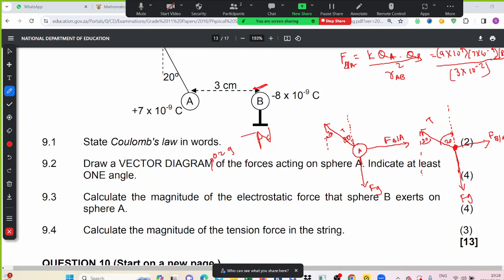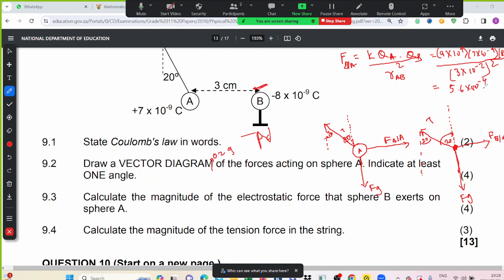Did you convert this to meters? Because they gave you centimeters. Did you convert that to meters? Yes. Okay, then what is the answer that you got? For that one I got 5.60 times 10 exponent negative 4.